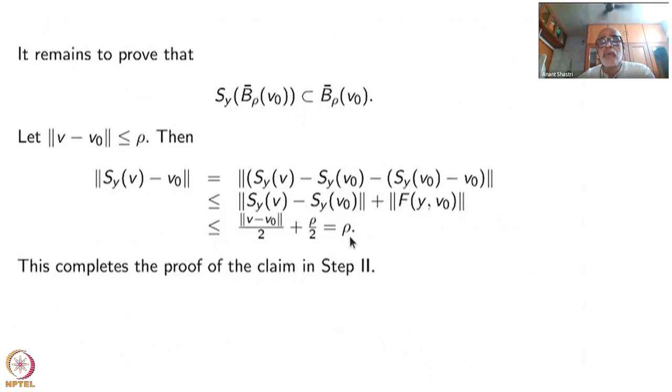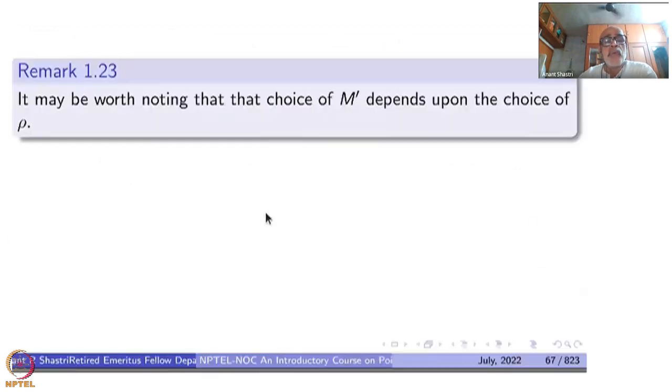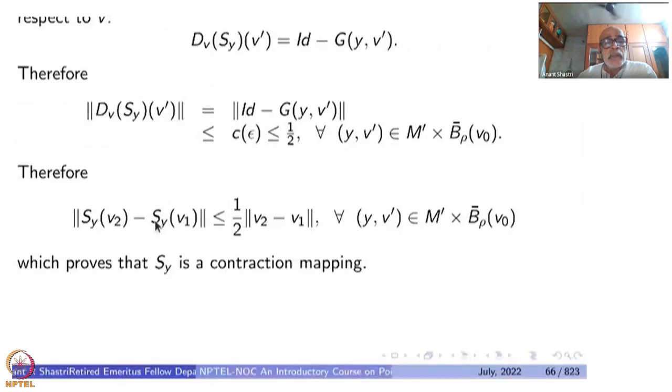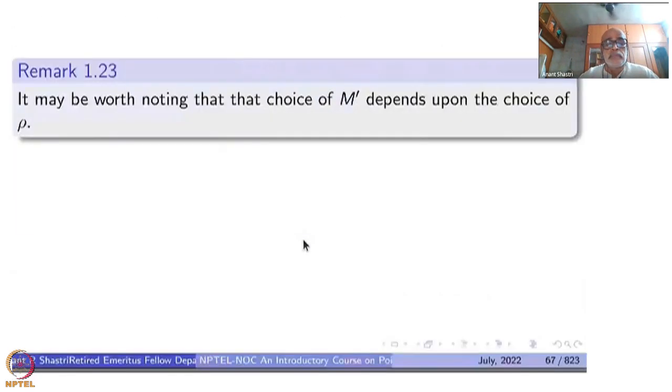Rho by 2 plus rho by 2, the sum of this, is rho. We started with the norm of v minus v naught less than or equal to rho here, so the norm of v minus v naught by 2 is rho by 2. So what we have proved is that S_y, for each fixed y, is a contraction mapping of the closed ball B bar rho of v naught.